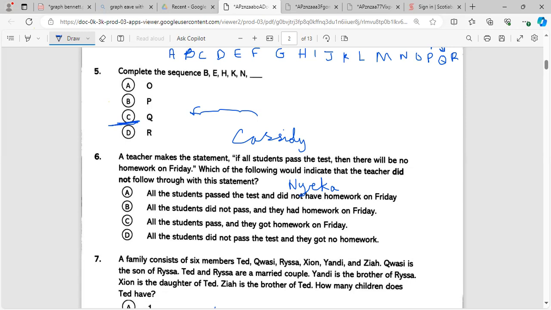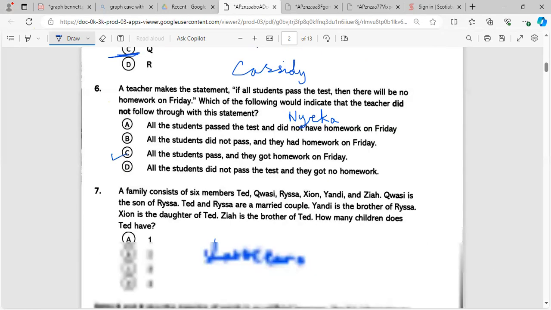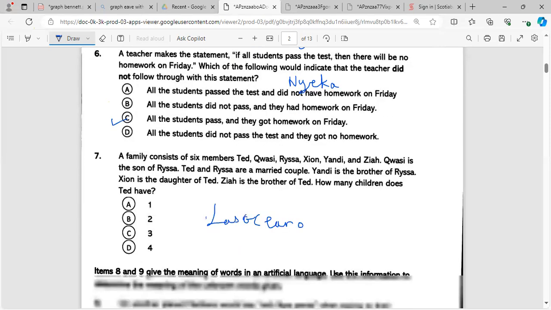The teacher said if they pass, no homework. So if they never pass, then forget the homework, that is true. C, all the students pass and they got homework on Friday. Yeah, it's C. Good job. So we have to reason them out, you know, guys.